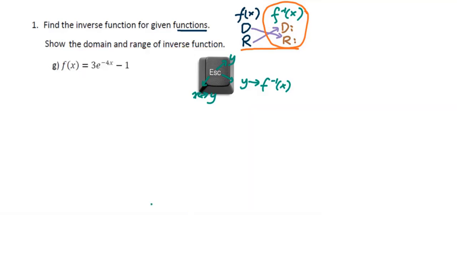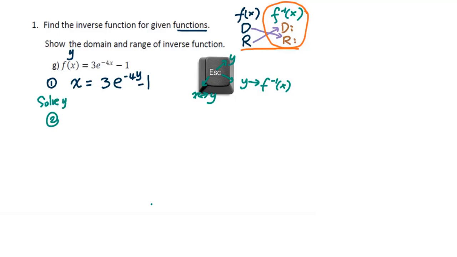Now let's go to J. This is an exponential function. We want to figure out the inverse function. Still, we have to use the escape button. Switch x and y. So x equals 3e to the negative 4y, minus 1. Second step, solve for y.